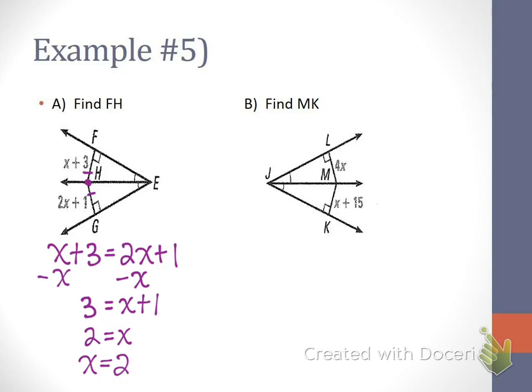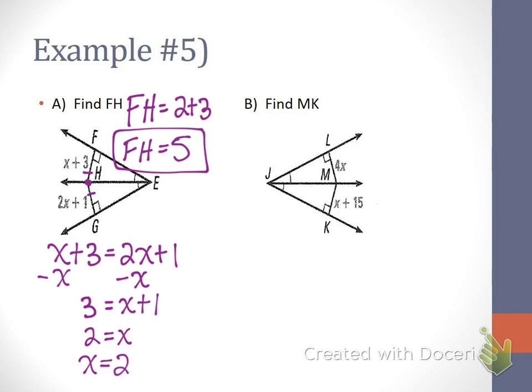I shouldn't have boxed that in though because that's not our final answer. What did they want us to find? FH. So they don't just want x, they want FH, which means I still need to plug it back in. Does it matter which one of these I plug it into? No, because they should come out the same if we set them equal to each other. So if we are finding FH, I'll do that up here. Instead of x plus 3, I would write 2 plus 3, and that gives me 5. So that is what I should be boxing in as my answer.